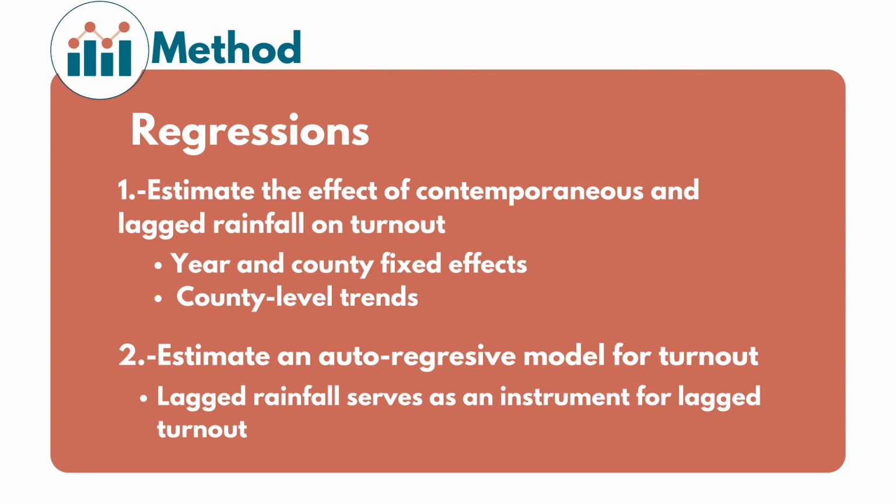The econometric analysis was divided into stages. First, the preferred model by the authors to explain rainfall effects on turnout was a regression that estimated the effects of contemporaneous and lagged rainfall on turnout, taking into account year and county fixed effects and a county-specific quadratic trend in order to mitigate unobserved heterogeneity or confounding trends. Once they observed the impact of rainfall on turnout, they wanted to observe how this may lead to habit formation. So they used an autoregressive model for turnout where lagged rainfall serves as an instrument for lagged turnout.